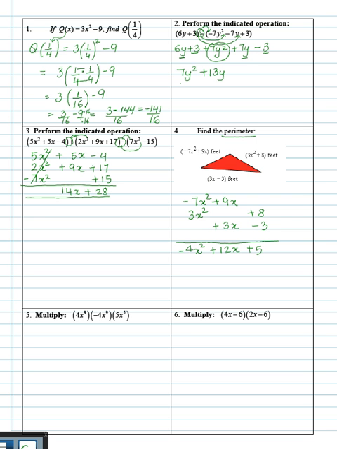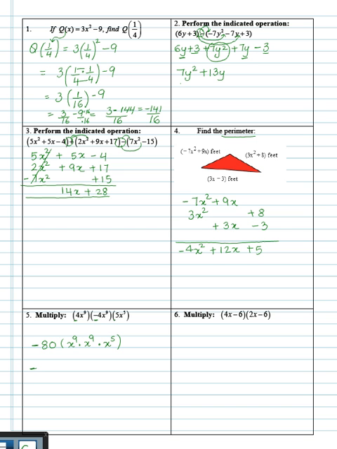So what I would like to do is take my numbers first: negative 4, positive 4, and 5. 4 times negative 4 is negative 16. Negative 16 times 5 is negative 80. I repeat, 4 times negative 4 times 5 is negative 80. Now coming to the x's, I am going to rewrite them so you can see exactly what is happening.